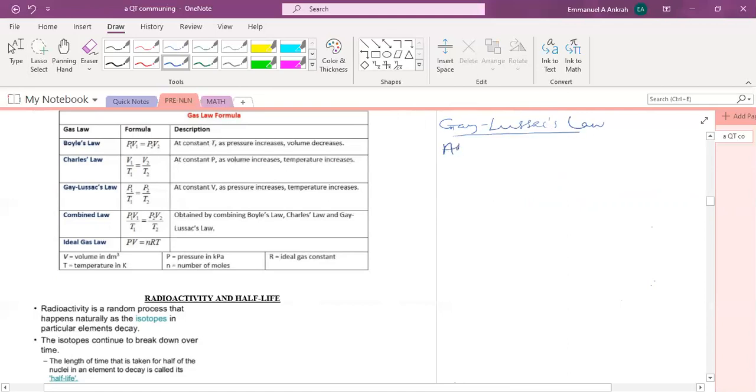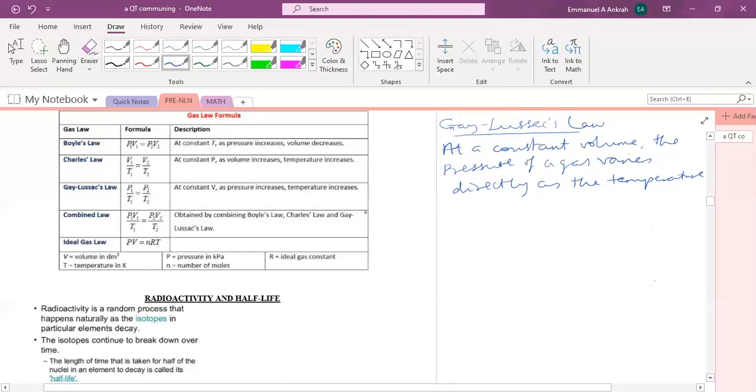So it says that at a constant volume, the pressure of a gas varies directly as the temperature. Okay. So as we said, direct variation means same direction of change, right? They change in the same direction. So as you increase the temperature, pressure increases. And the opposite: as you decrease temperature on the gas, the pressure will also decrease. Same direction of change.